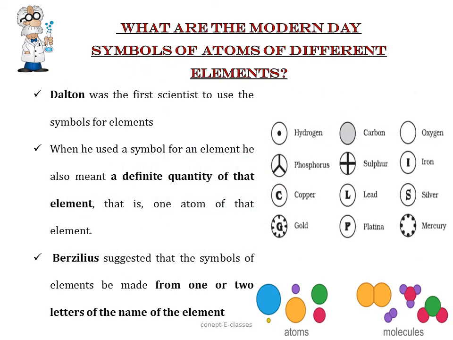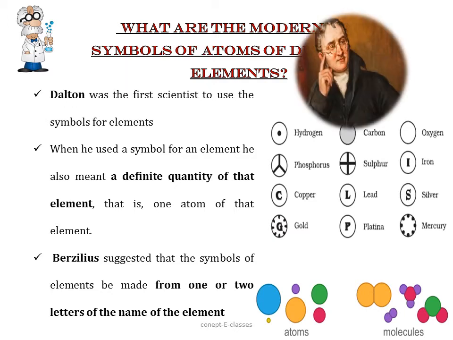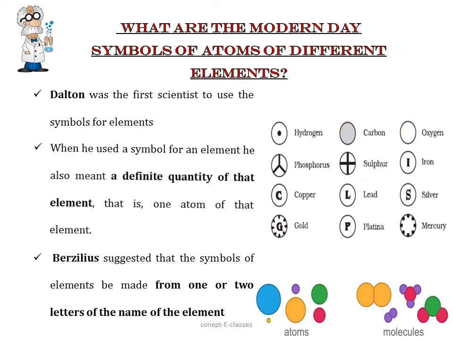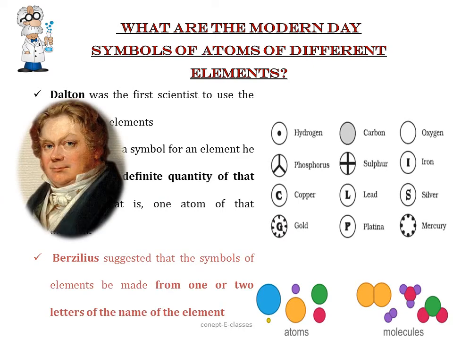Now let's see the symbols of atoms of different elements. Now, Dalton was the first scientist to use symbols for elements. So these were some of the symbols for some elements as proposed by Dalton. When he used the symbol for an element, he also meant a definite quantity of that element, that is, one atom of that element. Later, Berzelius suggested that the symbols of the elements can be made from one or two letters of the name of the element.